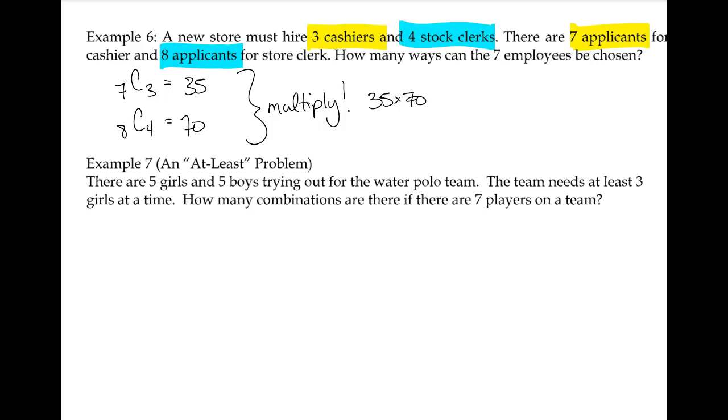You could have also written from the beginning 7 choose 3 times 8 choose 4. That would also be totally fine, and then just plugging that into your calculator, whichever one makes more sense to you. Based on that, I have a total of 2,450 ways that I can choose employees. All of a sudden you understand why being a boss and hiring people becomes so hard.